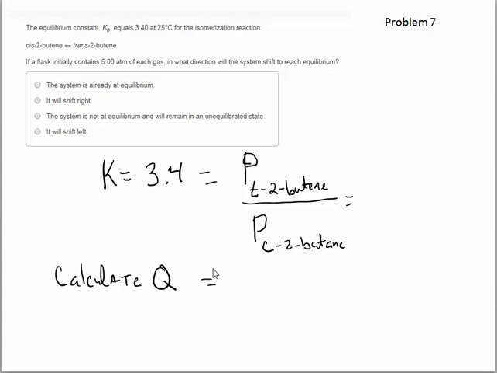And remember, the Q is the concentrations at the time where we're making the calculation. So in this case, it tells us there are 5 atmospheres on top and 5 atmospheres on the bottom. So our Q is 1. It must equal 3.4. So the only way it's going to happen is if this gets larger, and it gets larger by making more products. So it must shift to the right. So our answer will be shifting to the right.